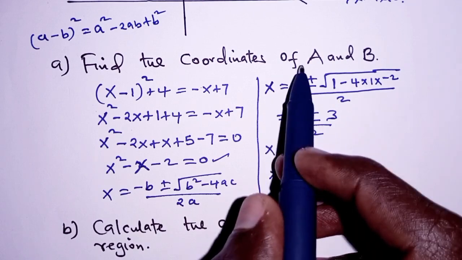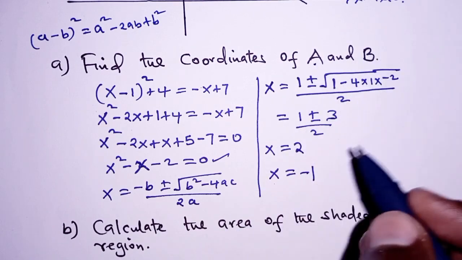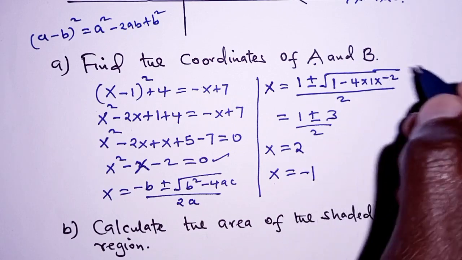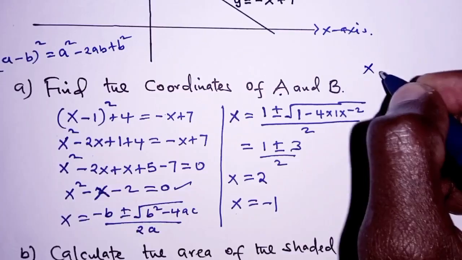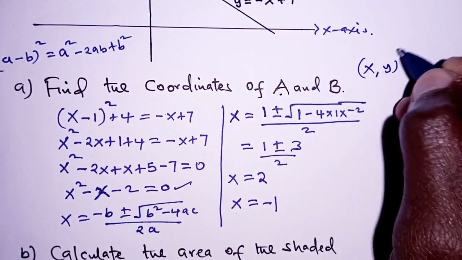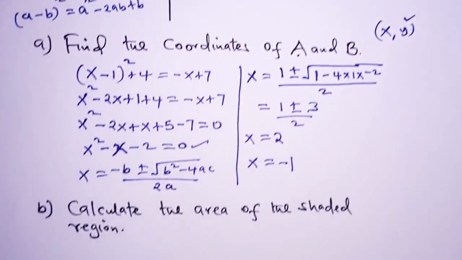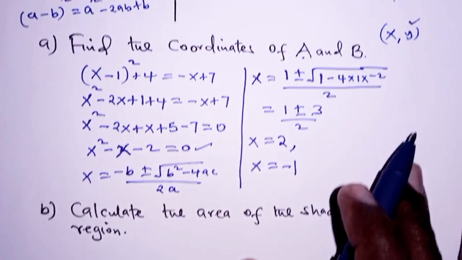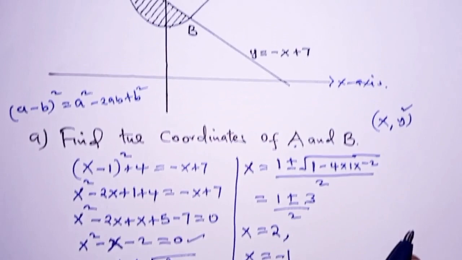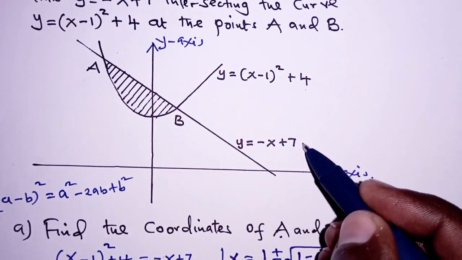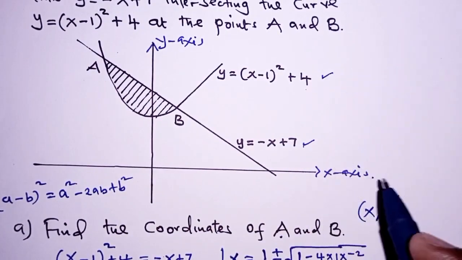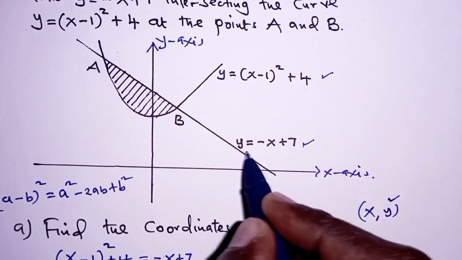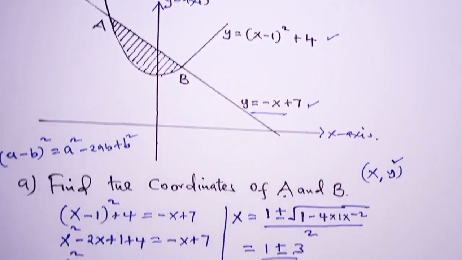But remember, we're looking for the coordinates of points A and B. So we need to look for the y coordinate. Remember, a point is (x, y). So we need to look at the y coordinate. So substituting x is 2 in any of these equations, you can either use this or this. I'll go by the one which looks simplest, so this, y is equal to negative x plus 7.